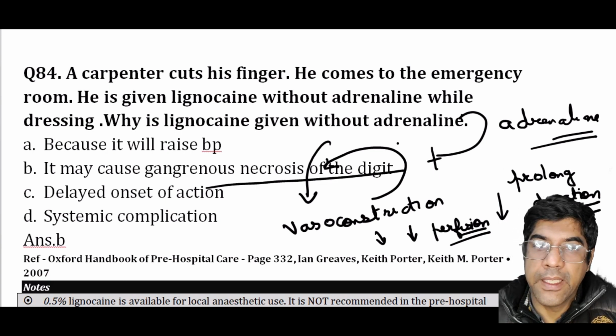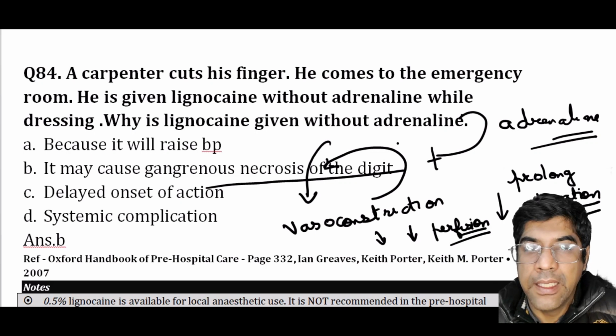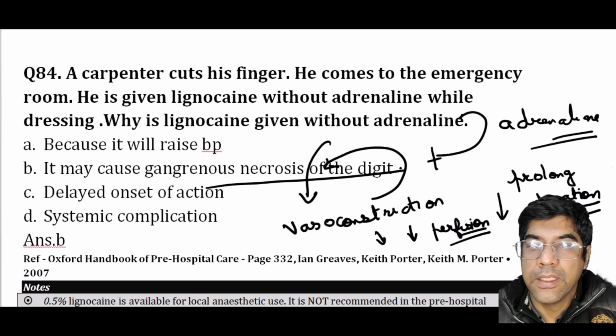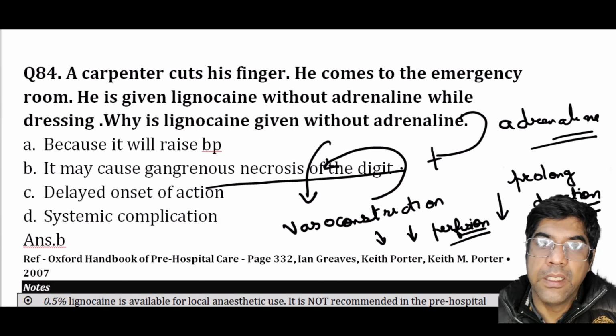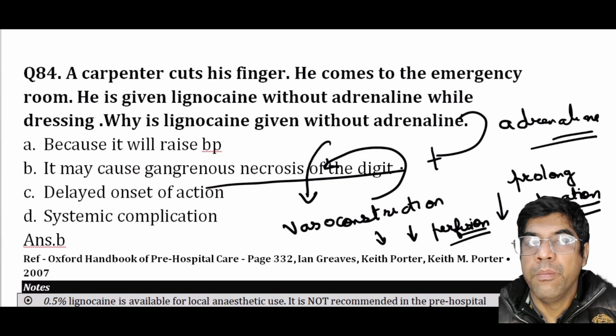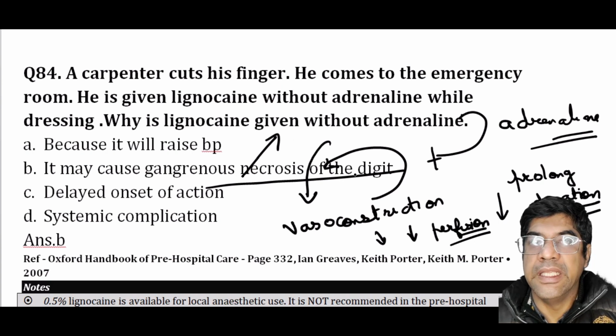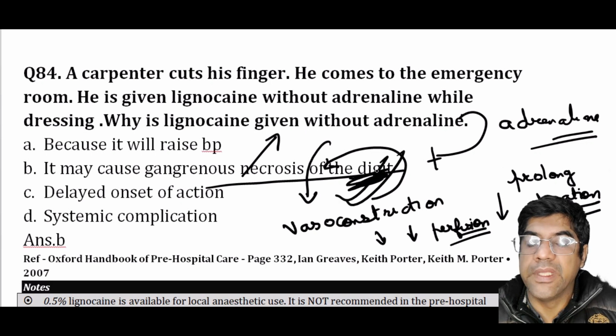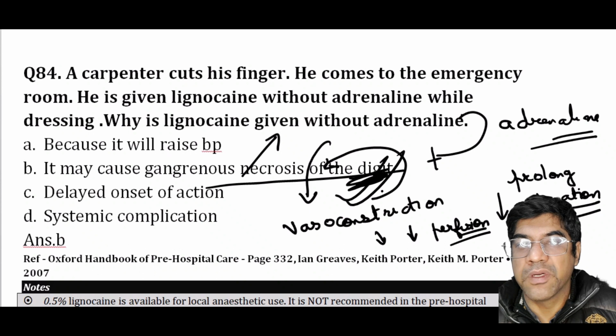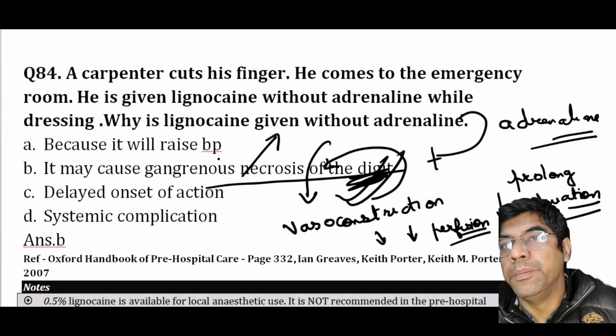So in this scenario, the carpenter cutting his finger, the lignocaine without adrenaline may be preferred to avoid the risk of compromising blood supply to the injured digit. The absence of adrenaline reduces its vasoconstrictive effect, minimizing the potential for ischemic complication, especially in the smaller vessels like those that are seen in the digit. So remember, lignocaine without adrenaline is preferred in situations where vasoconstriction may pose a risk to the blood supply. So your answer here would be B.